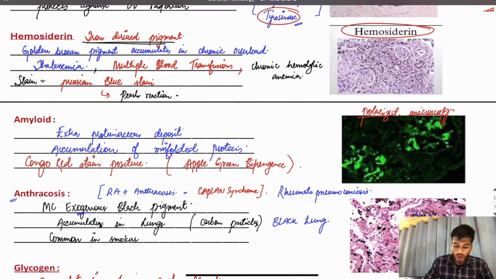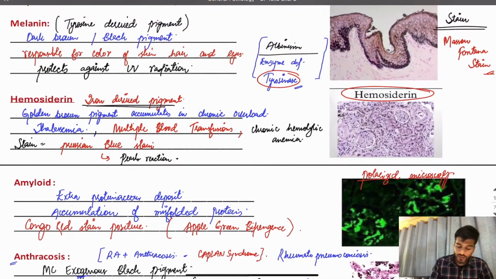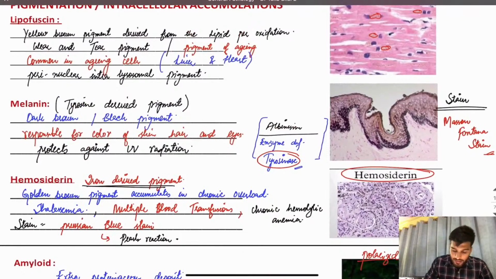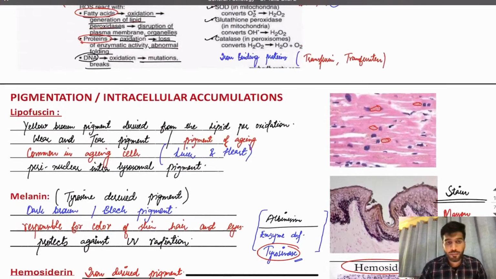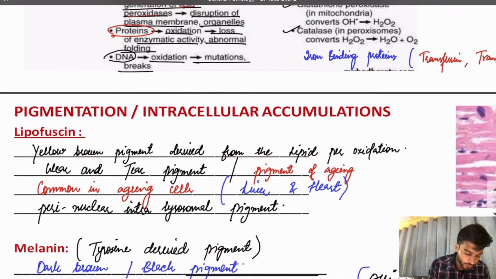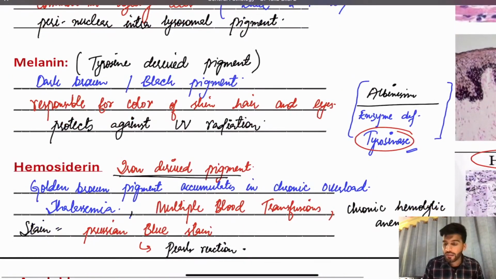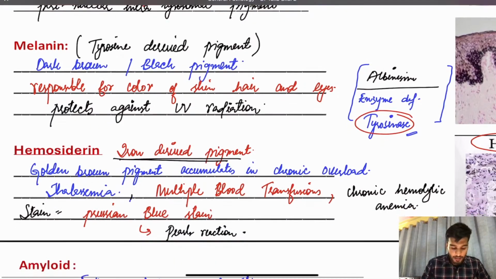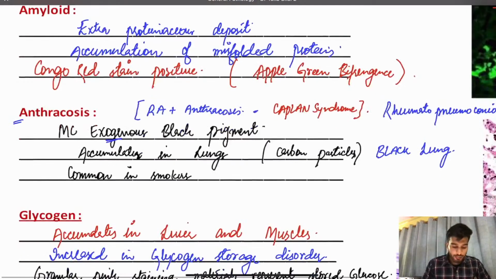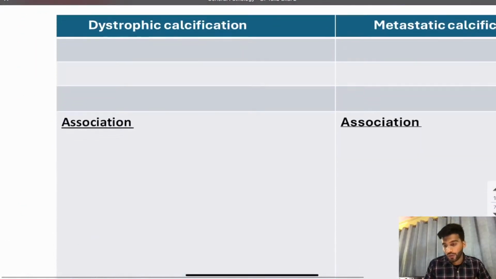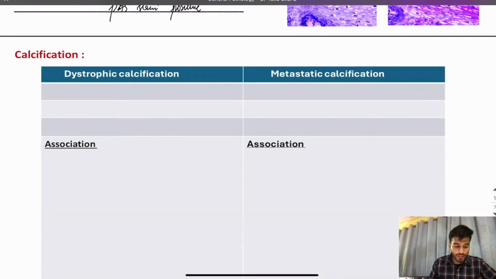Amyloid, Congo red stain. Hemosiderin, Prussian blue stain. Melanin, guys, Masson Fontana stain. So remember all these stains, guys. They are very important. One question can be expected from pigmentation. Either lipofuscin or melanin. In melanin, please remember albinism and the enzyme deficient in albinism. Hemosiderin, guys, remember that. Amyloid, anthracosis, and glycogen.